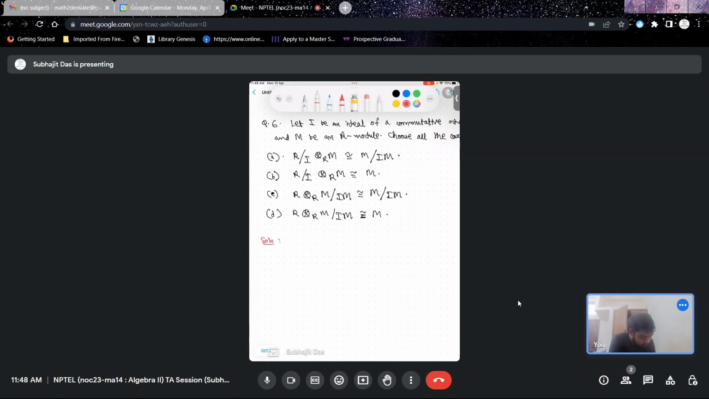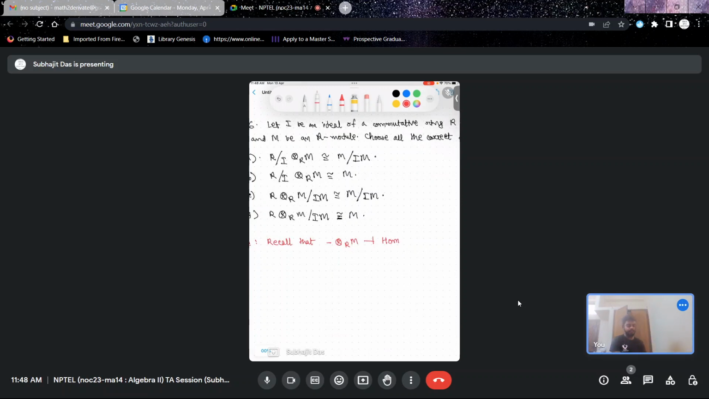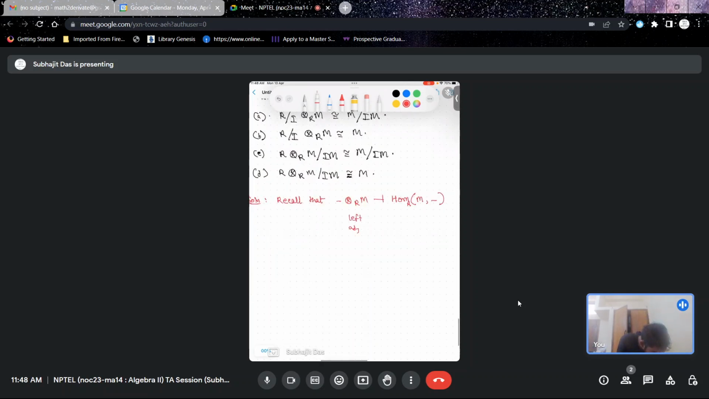Solution. Okay, so recall that tensoring over R with M is left adjoint to the Hom functor represented by M, Hom_R(M, -). So this is a left adjoint. There is an adjunction between these two functors, with the tensor product functor being a left adjoint and the Hom functor a right adjoint. This turnstile notation denotes adjunction. This is what we write to denote that one functor is adjoint to the other functor.